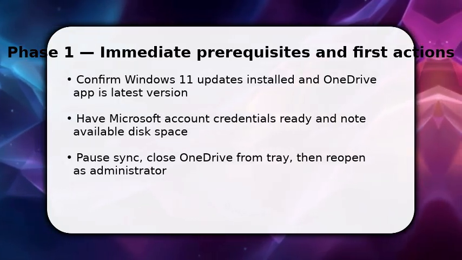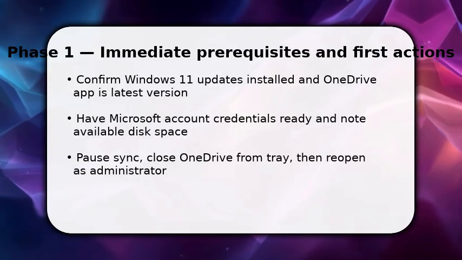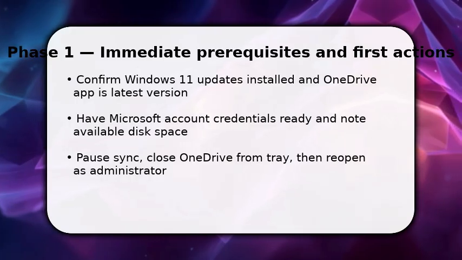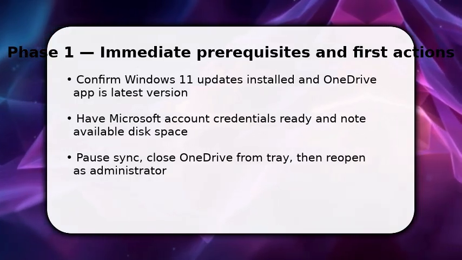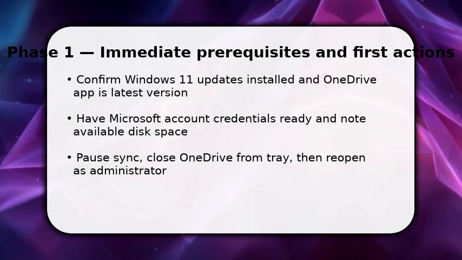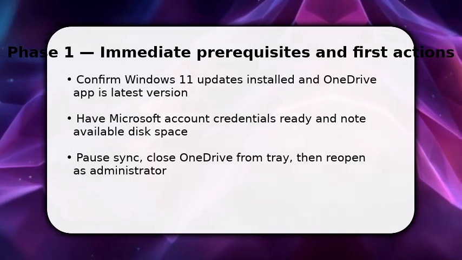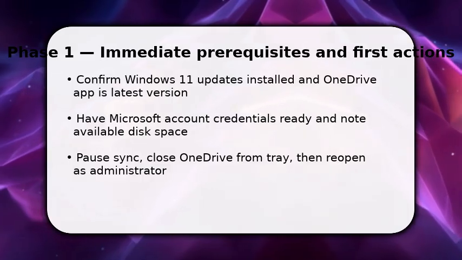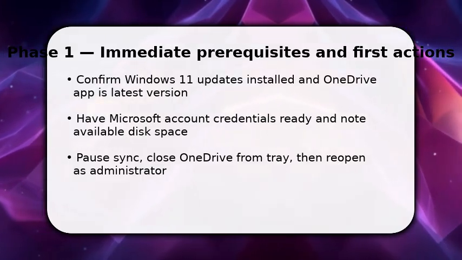First, pause syncing from the OneDrive tray to stop file activity. Next, close OneDrive and reopen it as administrator so repairs can run without permission blocks. Once done, sign in again if prompted and make sure the account shown matches the folder you expect. This prevents partial sync loops and prepares the client for deeper fixes.